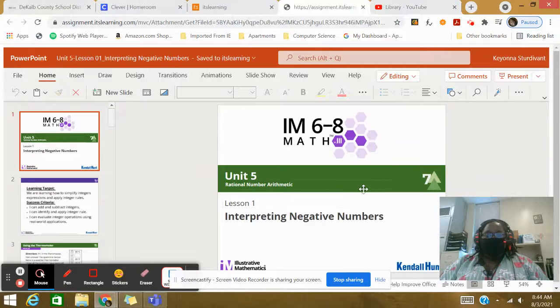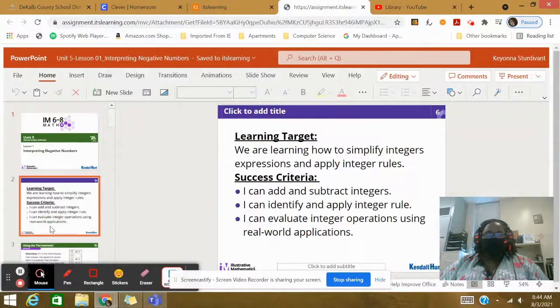Okay, so in lesson one, we are interpreting negative numbers. Let's take a look at the learning target and success criteria. The learning target: we are learning how to simplify integer expressions and apply integer rules. And the success criteria: I can add and subtract integers. I can identify and apply integer rules. I can evaluate integer operations using real world applications.